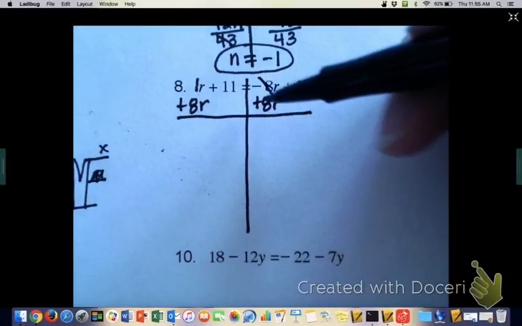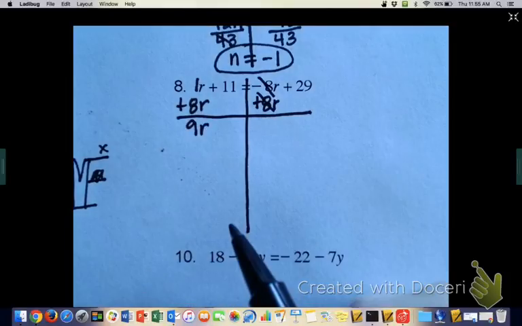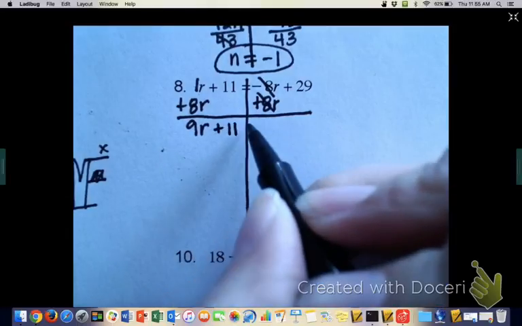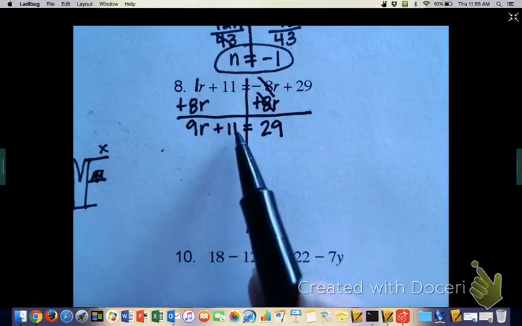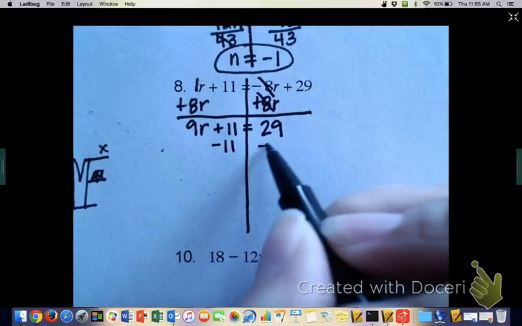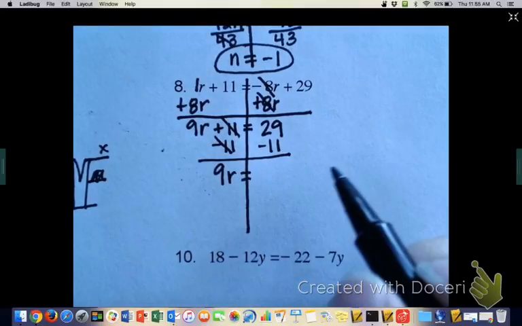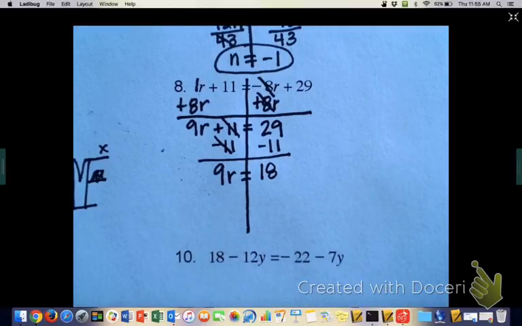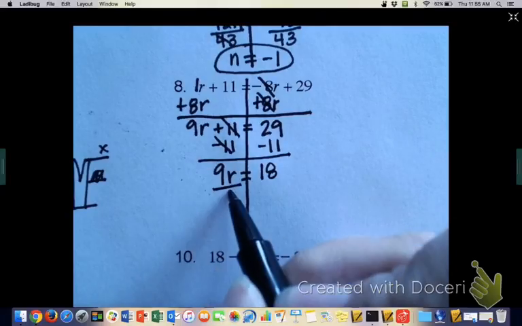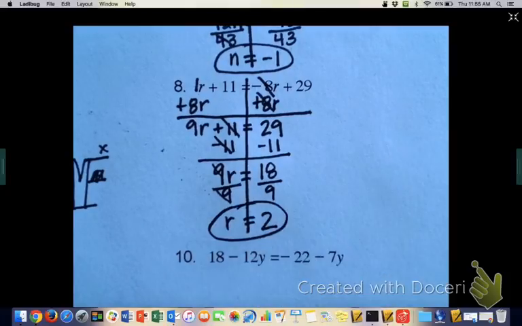All right, they cancel on the right. On the left, 1r plus 8r is 9r. Bring down your plus 11, bring down your equals 29. Get everything away from the r, so it's plus 11, so we are going to minus 11. Cancel, bring down 9r. 29 minus 11 is 18, I think. And then last step, these are being multiplied, so divide by 9. Good. All right, 2 more. We can do this.